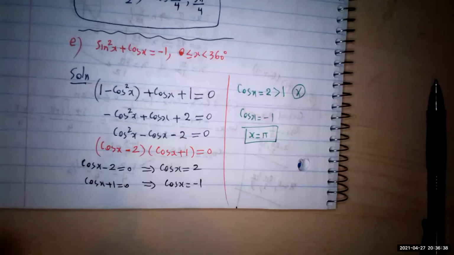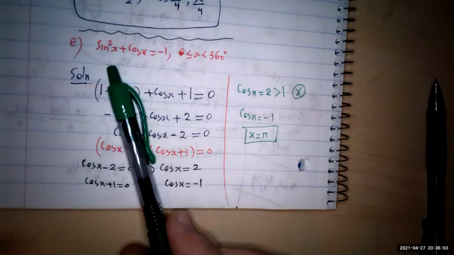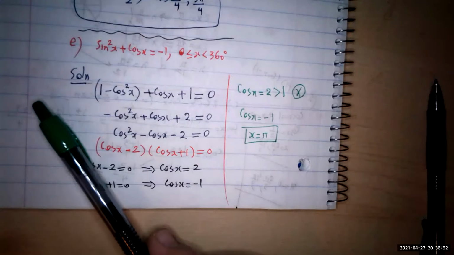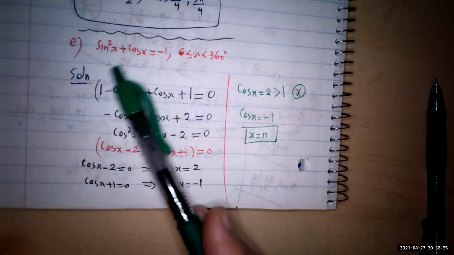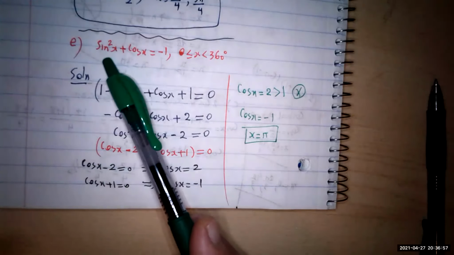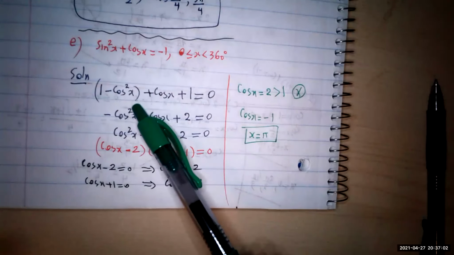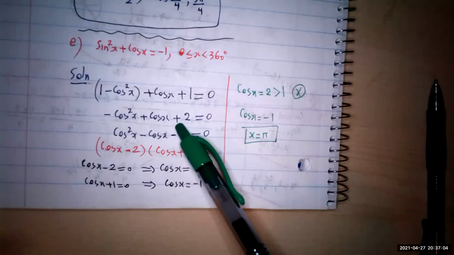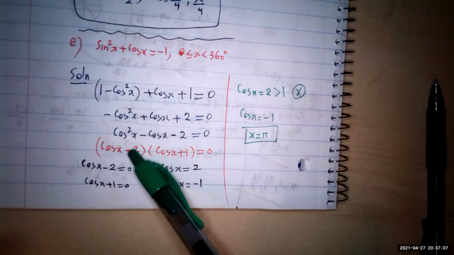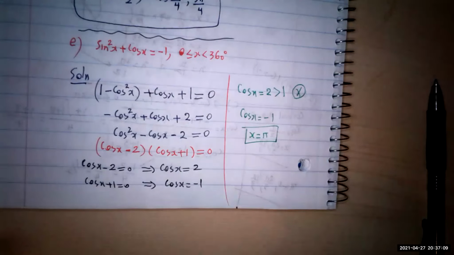I just picked this problem because it gives you a couple of points that you have to remember. We have a sine and a cosine at the same time. We can't do it, we can only work with one of them. So since we had a sine square, we changed it to 1 minus cosine square, and we end up with a cosine equation. It's quadratic, and it was possible to factor it.